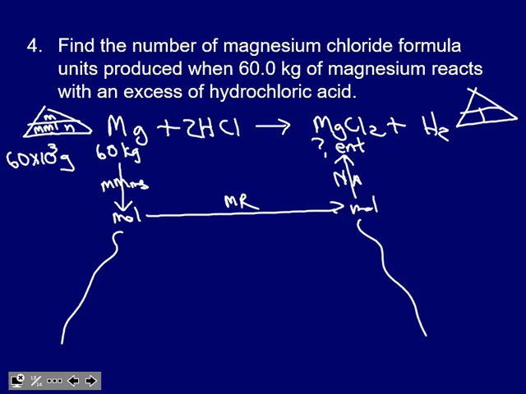So what am I finding? Moles, m over MM, 60 times 10 to the 3 grams over, what is the molar mass, I think? 24.3? You have a -3 there. That would be if it was a milligram, but this is a kilogram, okay? 24.3. How many moles?